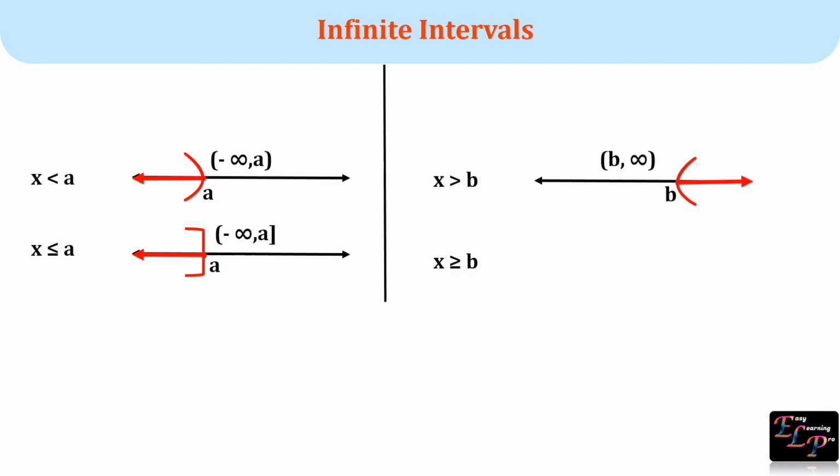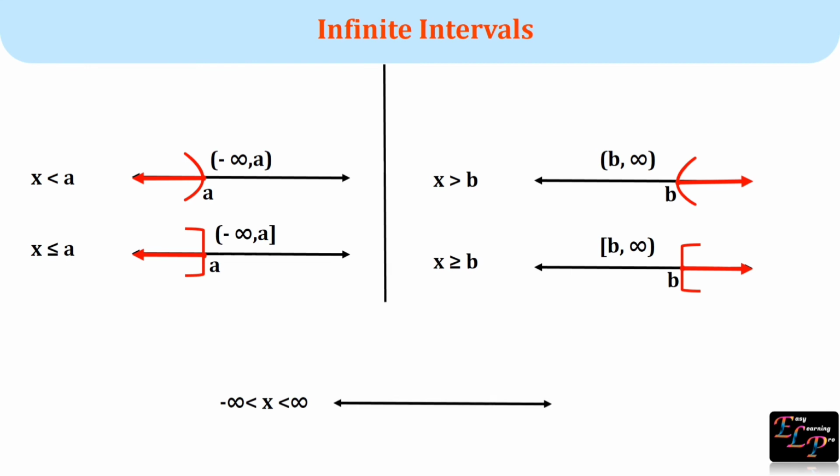X is greater than or equal to b. We have one point on the line and x is greater than b including b, and the interval is b comma infinity. Next, x is greater than minus infinity and less than infinity. So there are no end points. So we represent it as minus infinity and infinity.